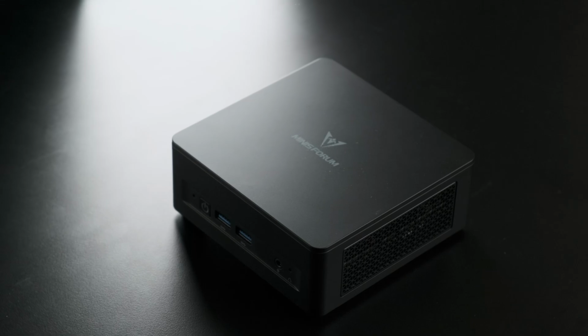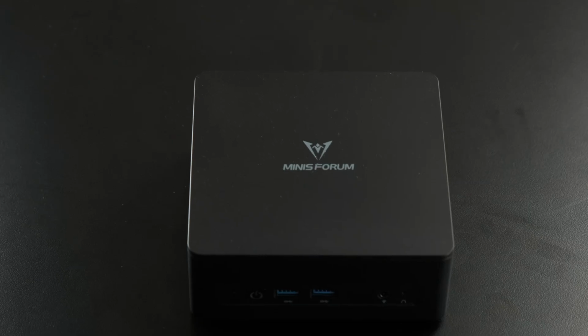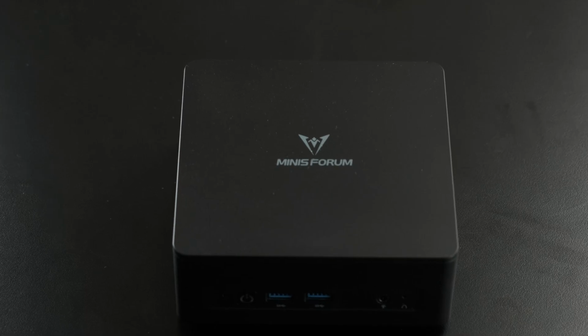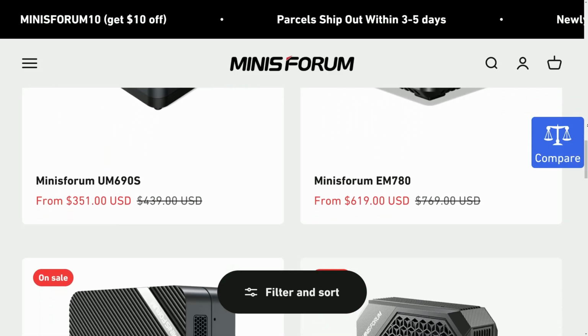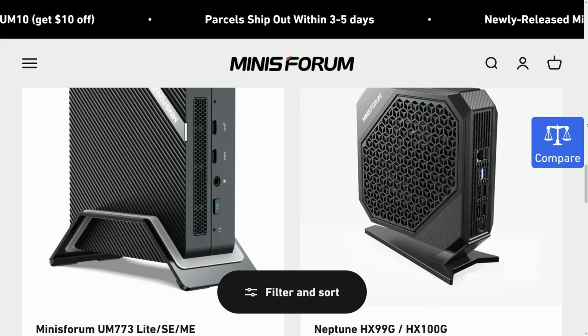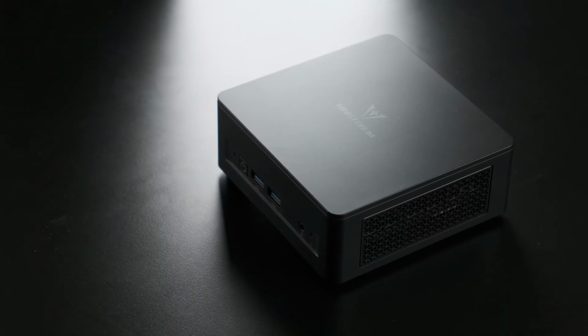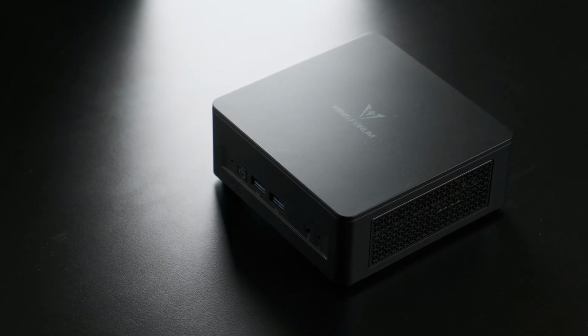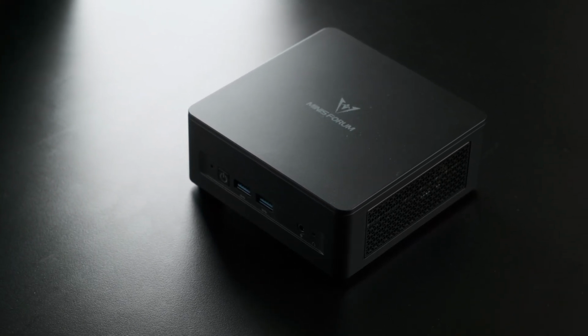MinisForum should be applauded for their body positivity, but let's not mince words. The UM760 Slim is a normal-sized mini PC. It's a bit shorter in height than some other MinisForums, but it's about the same as some of its competitors, and the footprint is also pretty standard, so unless you plan on stacking them into a mini PC burger, I don't think the size is a huge issue.